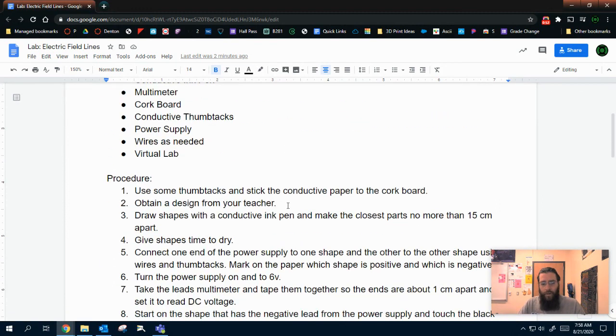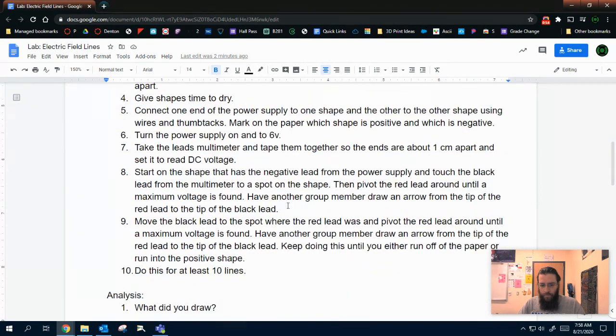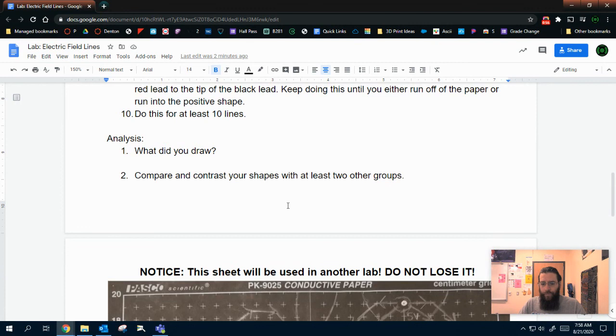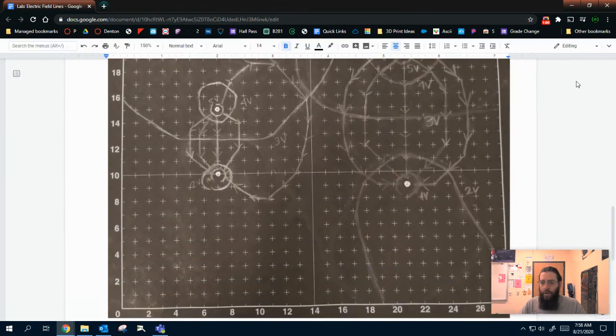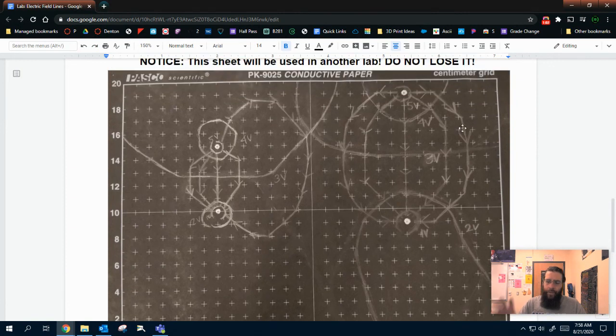So basically what I want you to do for this lab is, as you can see on the screen here, I've taken a picture of old student work and I've placed it into the lab itself. So what I want you to do is look at the picture and analyze it. So let me explain what's happening here.